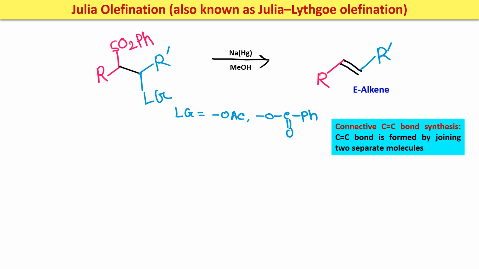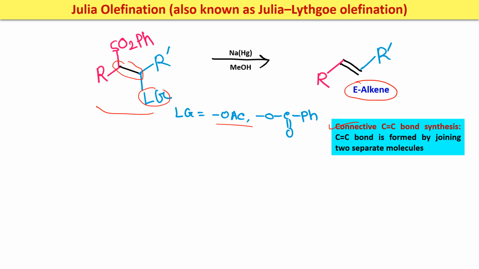So here you can see the product is an E-alkene, right? And two colors I have used, from which you will be able to understand that this is actually a connective C=C bond synthesis, double bond synthesis, because the C=C double bond is formed by joining two separate molecules. But here we cannot see two separate molecules. Instead you are seeing this one, where LG is written. Now LG may be OAc, that is a leaving group, or it may be OCOPh. So as you can see, two different colors, that means this C=C bond is formed between the left hand side molecule and the right hand side molecule.